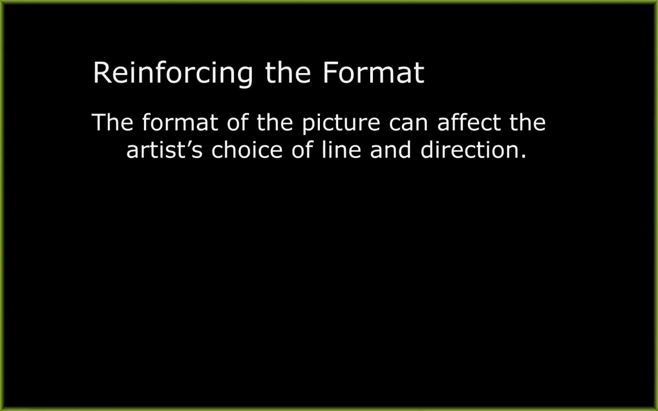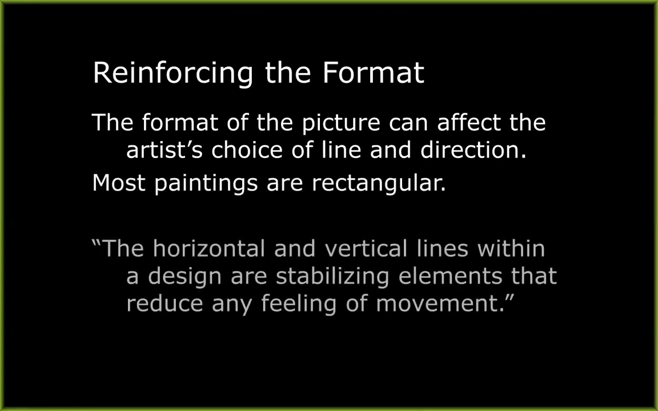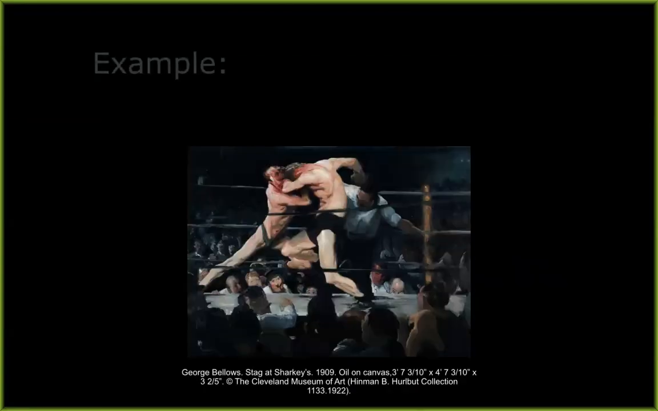Sometimes the format of your composition will affect the choice of line and direction. For an example, most paintings are rectangular, and there are several examples in the book which show you how horizontal and vertical lines within a design stabilize any elements that might be giving a feeling of movement or things that are off balance. Those examples are around page 134 and on.